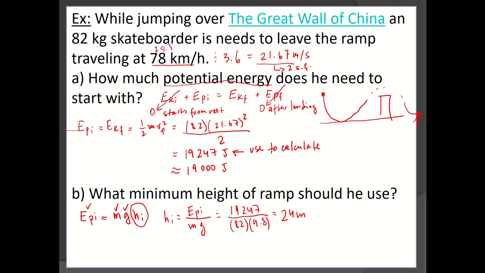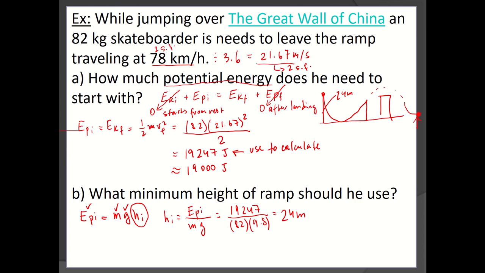All right, so in this case, this height corresponds to the initial, so to be on this side, sorry. It'd be the starting position, this should be 24 meters. So that initial height for the ramp should be 24 meters for him to have 78 kilometers an hour as it leaves the ramp.